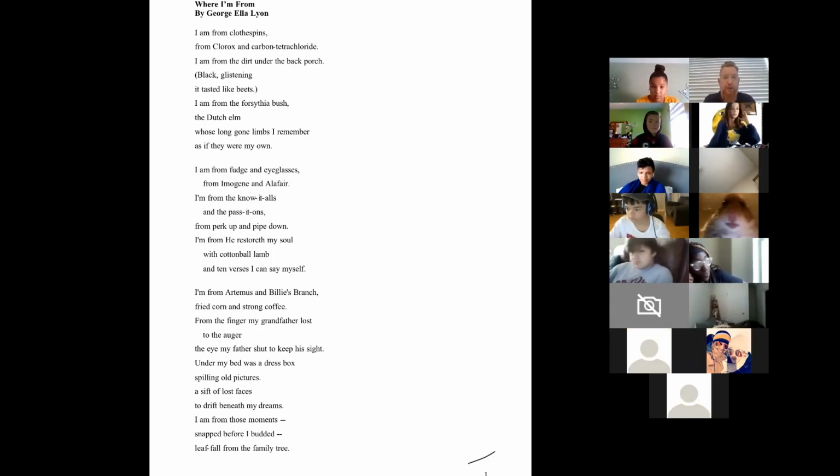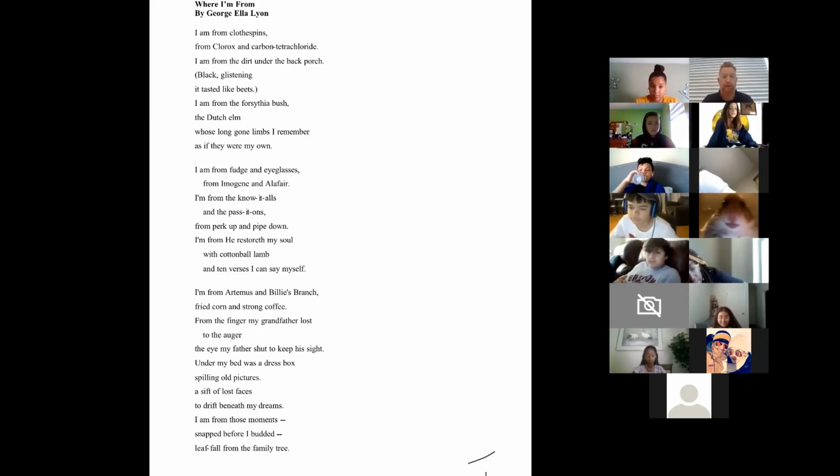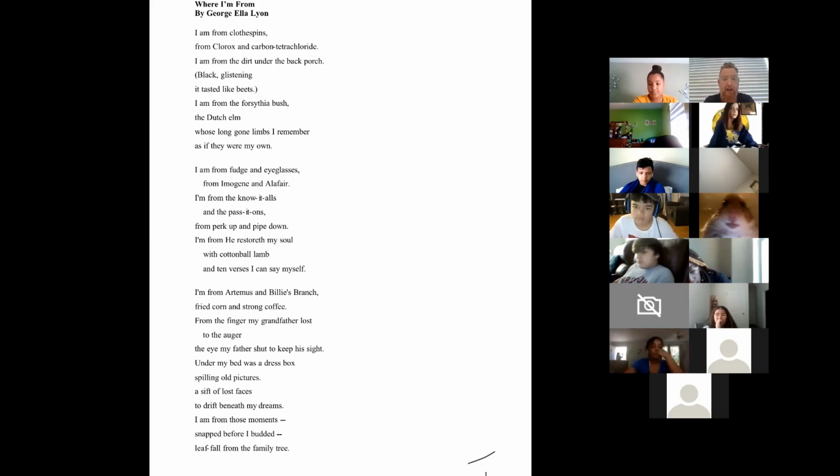This is from George Ella Lyon. The poem is entitled Where I'm From. I am from clothespins, from Clorox and carbon tetrachloride. I am from the dirt under the back porch, black, glistening, it tasted like beets. I am from the forsythia bush, the Dutch elm, whose long gone limbs I remember as if they were my own. I am from fudge and eyeglasses, from Imogene and Alifair.